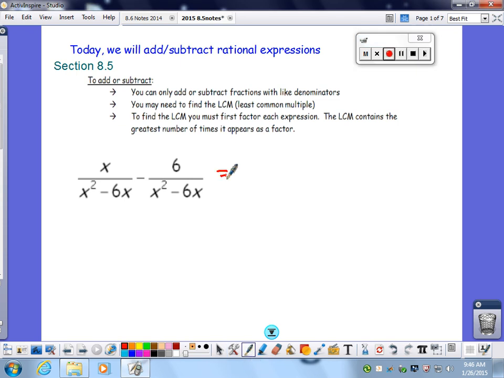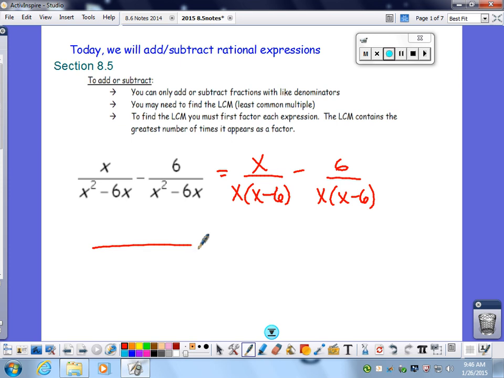So I'm going to rewrite this as x over, we're going to factor an x out, which leaves us x times x minus 6. Here again, factor out another x. We're going to get x minus 6. Now this particular example already has common denominators. The denominators are exactly alike. So that means we keep the denominator and we combine the numerators. So the numerator is going to become x minus 6.